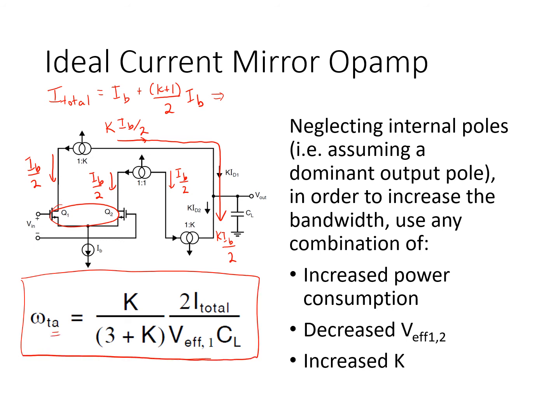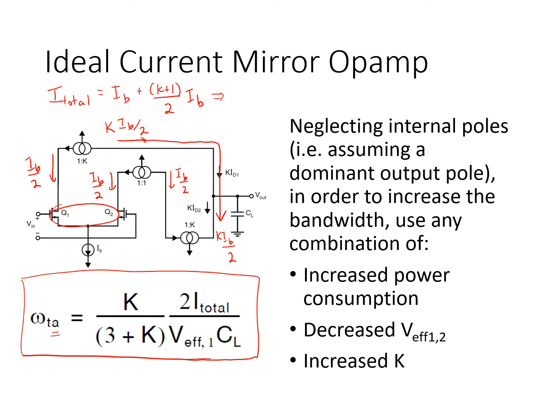Note the subscript A here. If this op-amp is used in a feedback loop, of course, the unity gain frequency of the feedback loop would also be dependent on the feedback network. But this expression is useful in highlighting design trade-offs that are available to us.